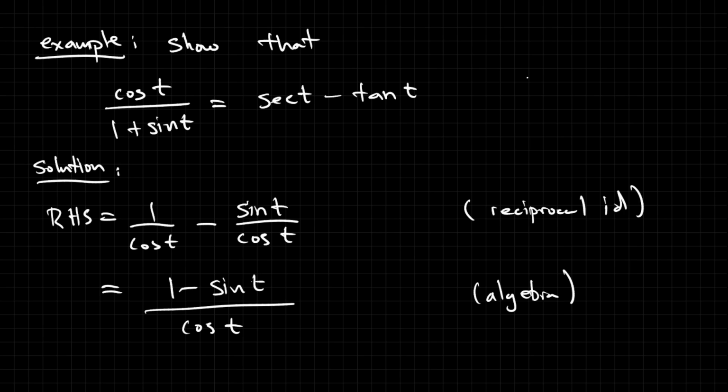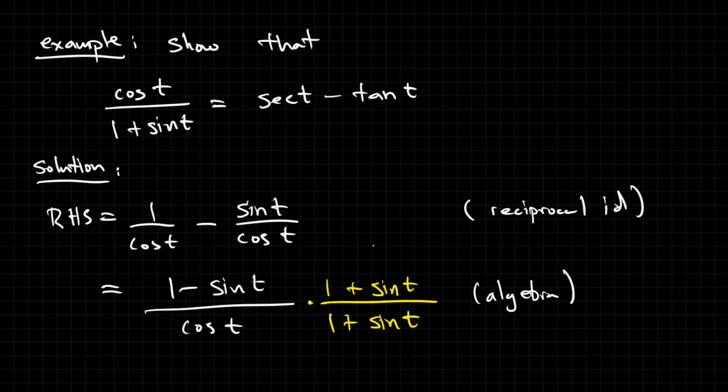However, there's a little trick that I want to show you that we'll go ahead and add to the toolbox, and that is when you have 1 minus sine t or 1 plus sine t or 1 minus cosine t or 1 plus cosine t, you can multiply the numerator and denominator by something, and sometimes that has the effect that you need. What do you multiply the numerator and denominator by? Well, if you have 1 minus sine t, you're going to multiply it by 1 plus sine t, divided by 1 plus sine t.